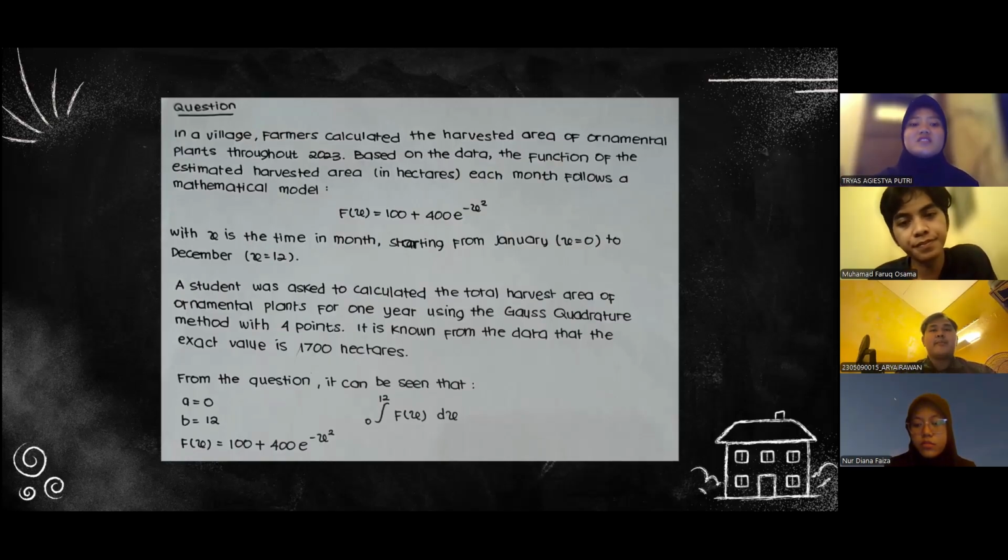It is known from the data that the exact value is 170 hectares. From the question, it can be seen that a equal to 0, b equal to 12, and the function is f(x) equal to 100 plus 400 times e to the negative power of x squared. And the initial integral is the integral of f(x) with respect to x from x=0 to x=12.